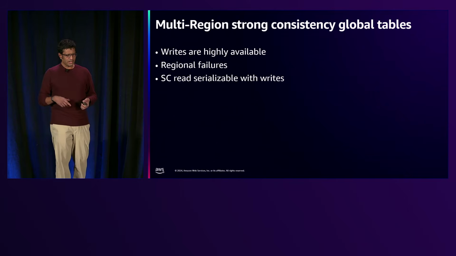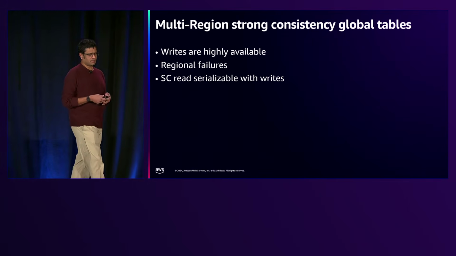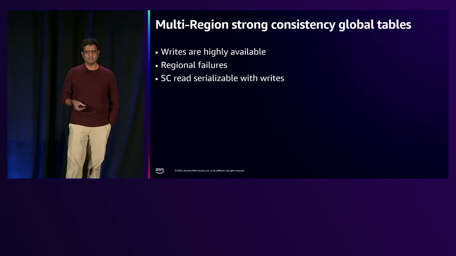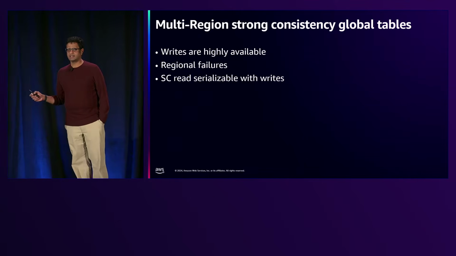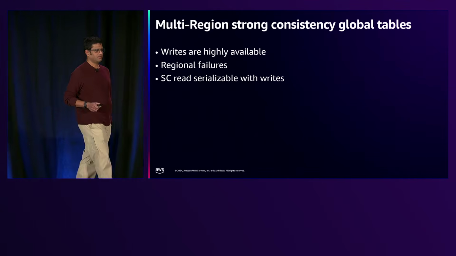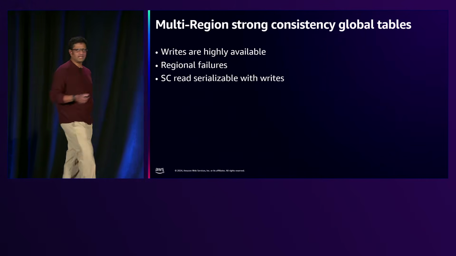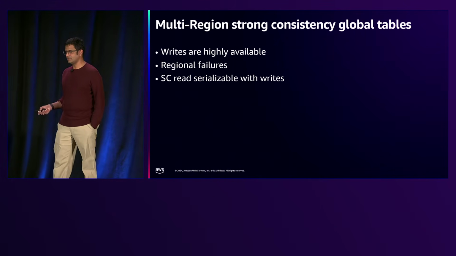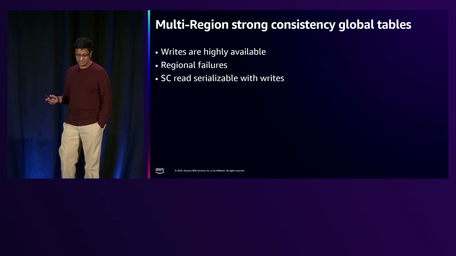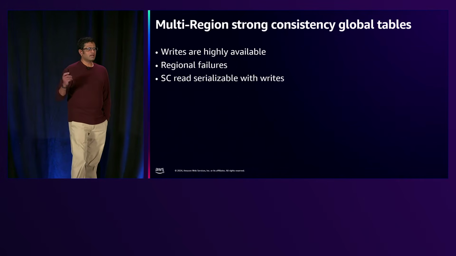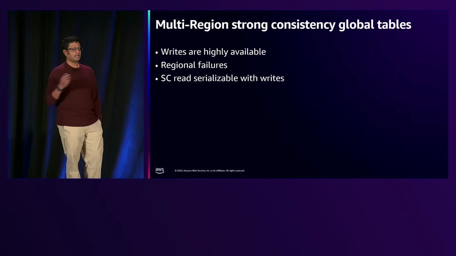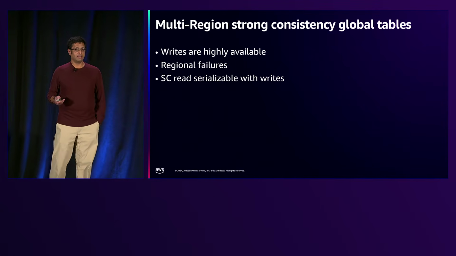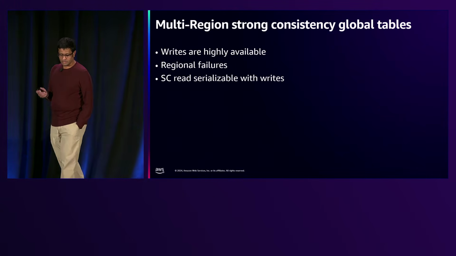So what did we have to do to build multi-region strong consistency global tables? We have to ensure two things. One is that the writes are highly available. When I say highly available, I mean they're highly available even in case of a single region failure, which accepted the write. Two, a strongly consistent read is correctly able to serve the latest write which has been accepted by DynamoDB across any region. So how do we do this?